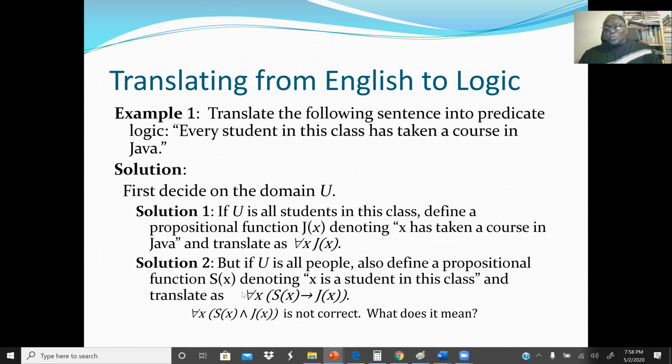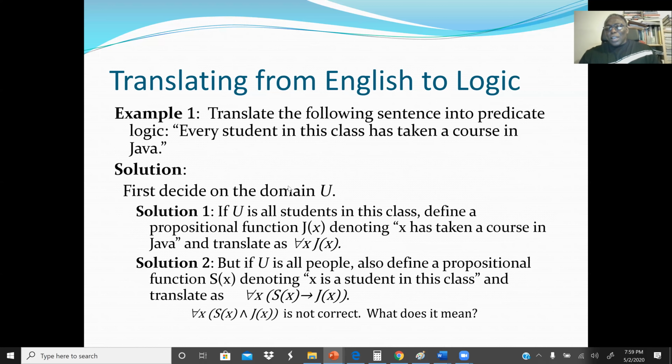Another option is we can say, okay, if U is all people, also define a propositional function S(x) denoting that x is a student in this class, because U means all people. Let's say in a school, we have 100 students, maybe only 20 of them are taking the Java class.